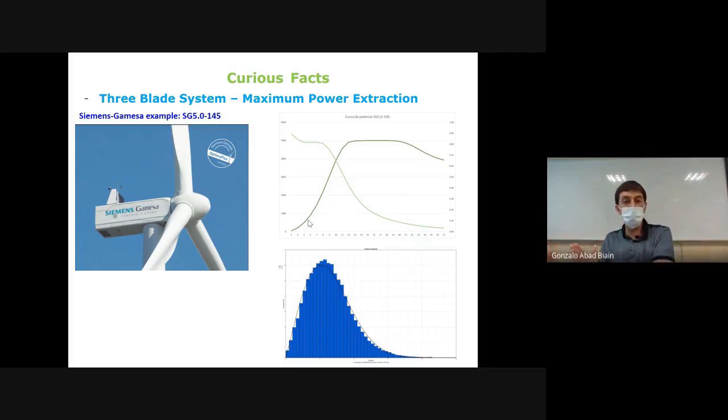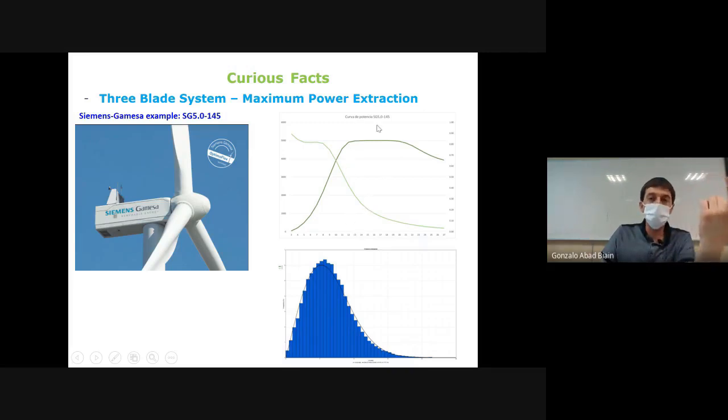Or the other way around: if, instead of 7 meters per second, we have, I don't know, 10 meters per second, then the majority of the time the power is going to be at 5 megawatts, okay?